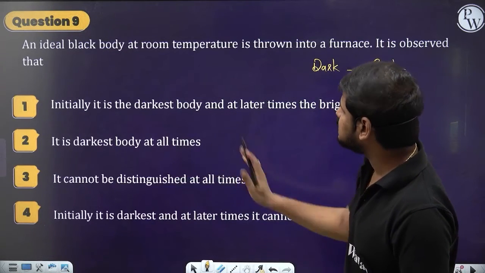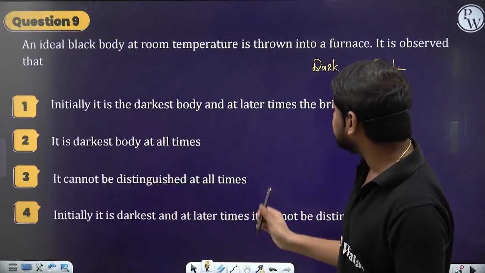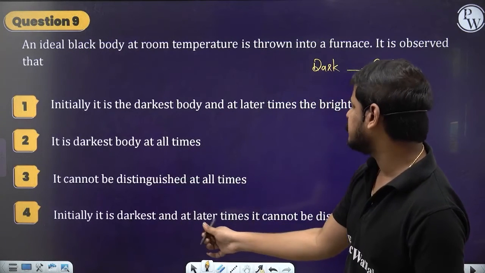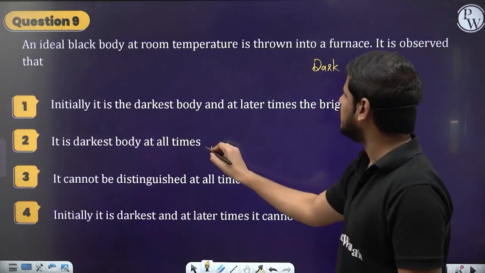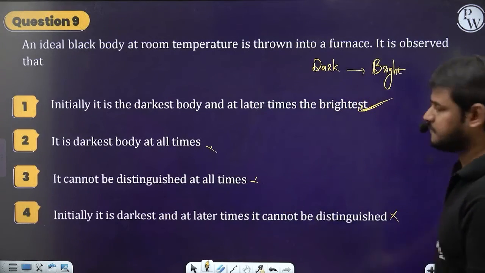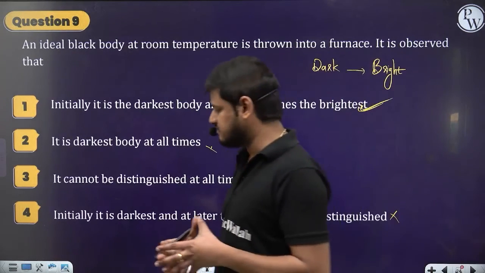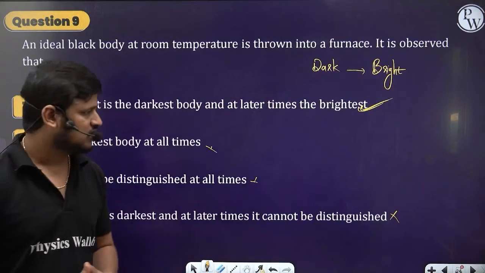It is the darkest body at all times. It can be distinguished at all times. It is initially dark, and later it cannot be distinguished. No, it can be distinguished later. It becomes bright after the temperatures have become equal, in the equilibrium condition. Done.